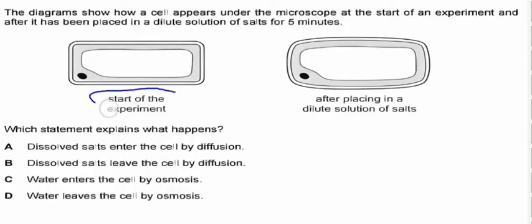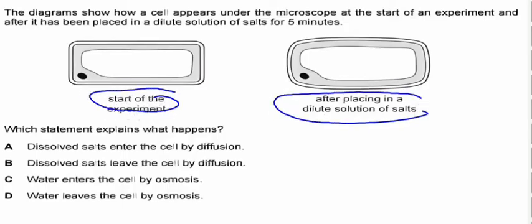So we have the start of an experiment, and at the end of an experiment, as you can see, the size of a plant cell here is just normal. Now at the end of an experiment, a plant cell has gained water by osmosis. So the question is saying, which statement explains what happens? So here, the cell is going to gain water by osmosis, or the water is going to enter the cell by osmosis. So we have the answer, which is C. Water enters the cell by osmosis.